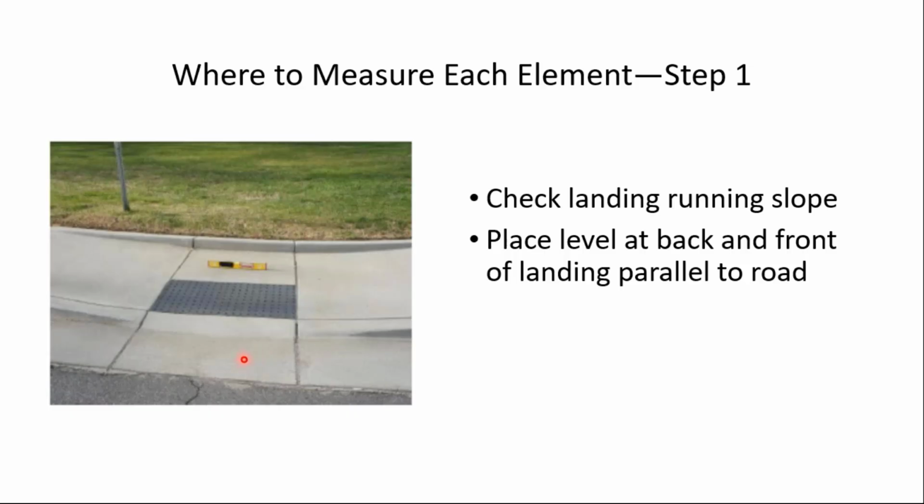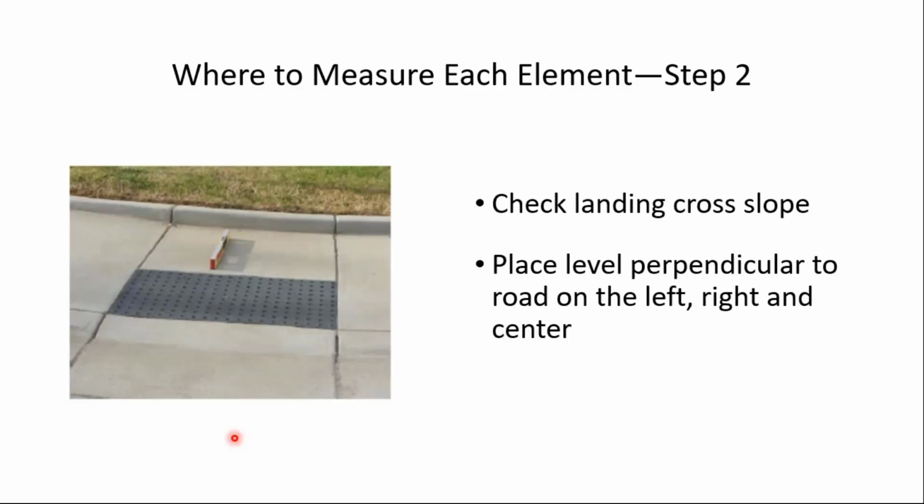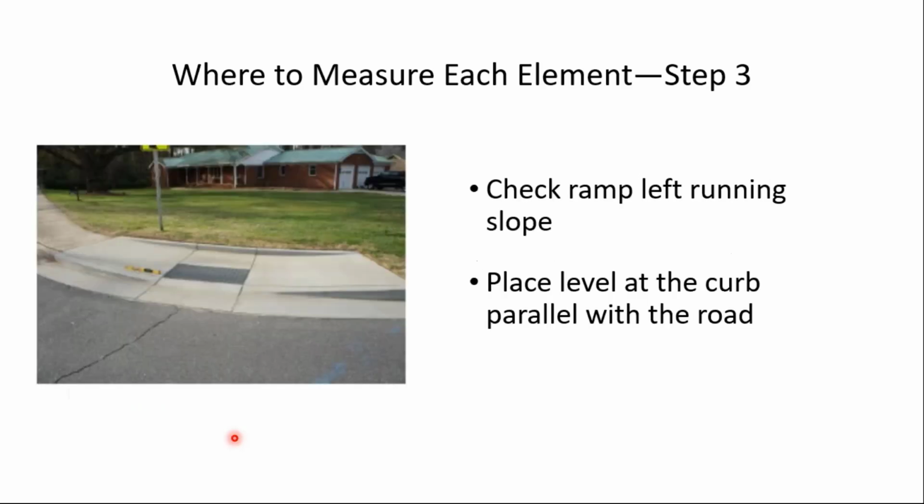But anyway, my step one is to check the landing running slope. And to do that, place the level at the back and front of the landing parallel to the road. Step two would be to check the landing cross slope. So place the level perpendicular to the road on the left, right, and center of the landing. Step three would be to check the ramp left running slope. So place the level at the curb parallel with the roadway.